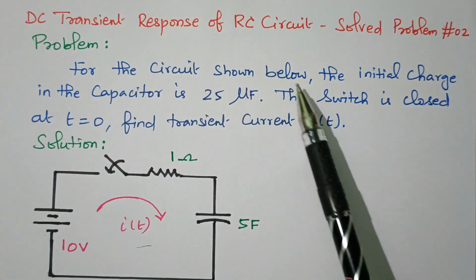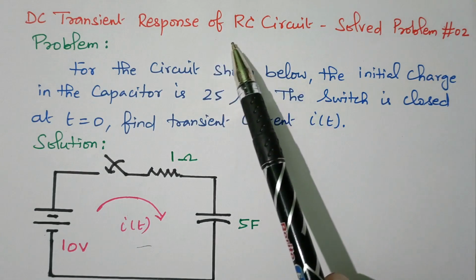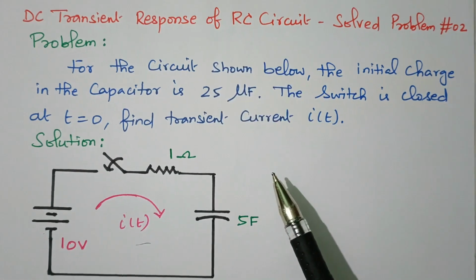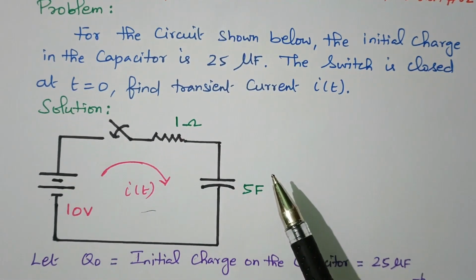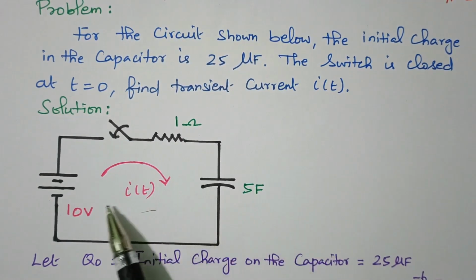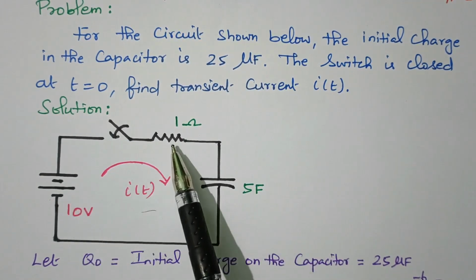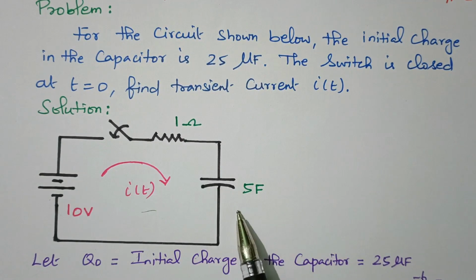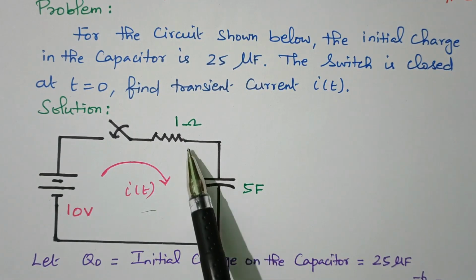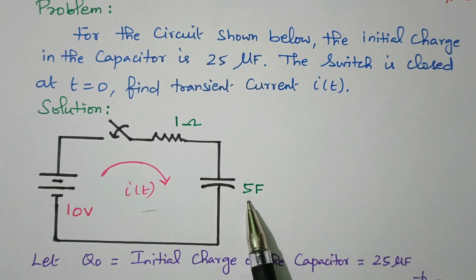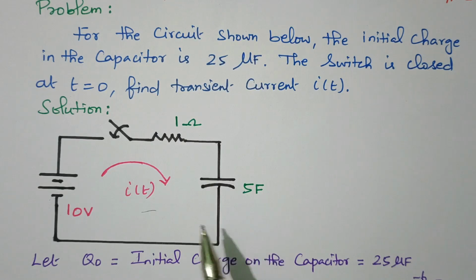Now we'll go to the topic, DC transient response of RC circuit. We need to see the diagram. So this is the given diagram. The voltage source is available. R and C, resistor and capacitor, are connected in series. Resistor value is 1 ohm, capacitor value is 5 farad. So this is a transient current, and a switch is available.